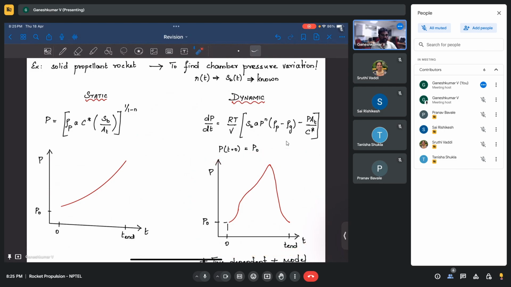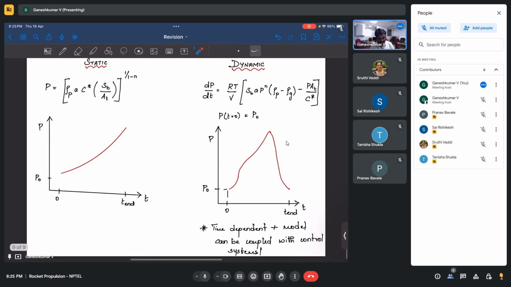If you want the entire variation of chamber pressure, you need a dynamic model in order to capture it. One additional thing is, since you know the dynamics, this equation is nothing but the dynamics equation. How the pressure is going to vary with respect to time is defined by this equation, which means you know how it is going to vary. Now if you want to control, you can integrate a control system to it.